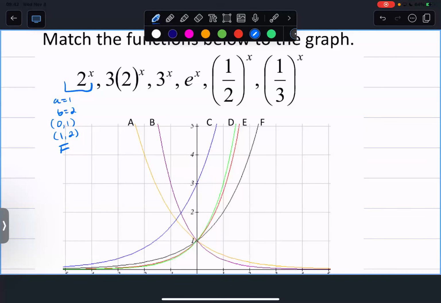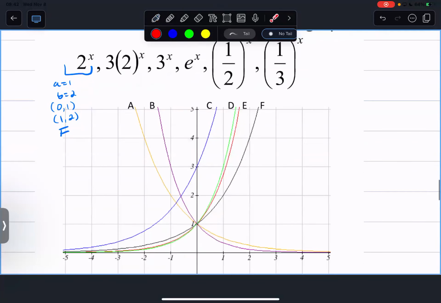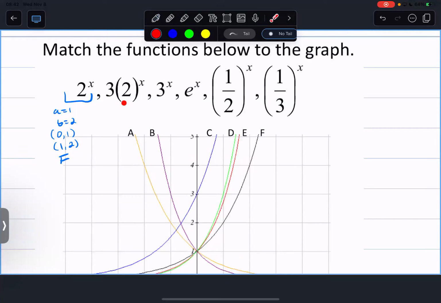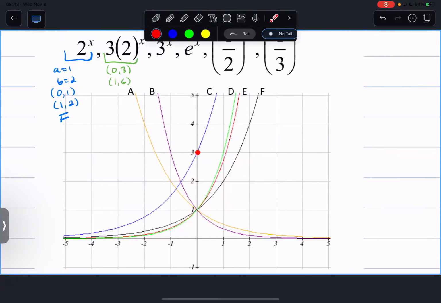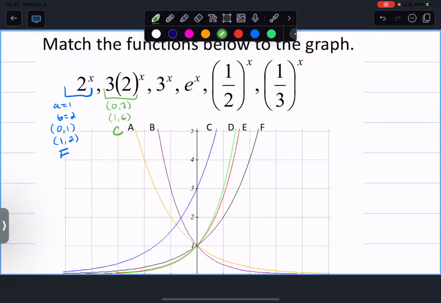So you can use those two properties to match each of these graphs. And so here, 3 is our initial value, our base is 2, which means that it should pass through (0, 3), and (1, 6). Well, there's only one, luckily, that passes through (0, 3), probably because they cut it off and we can't even see 6, but it looks like it's on the right path to crossing at (1, 6). And so that's what gives me C as my choice.